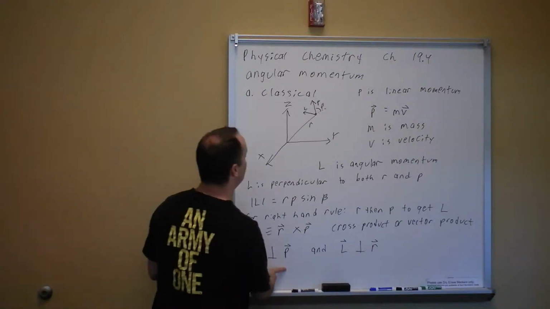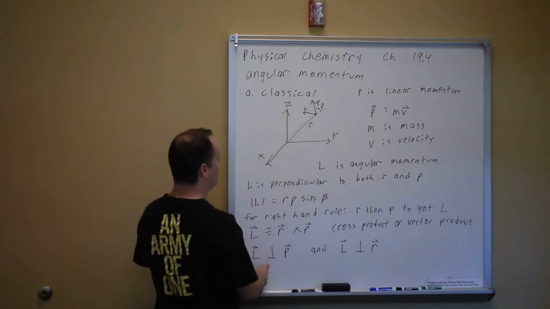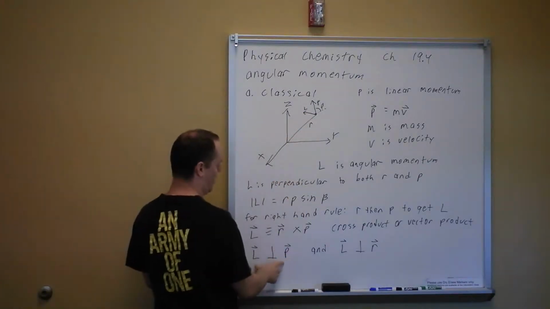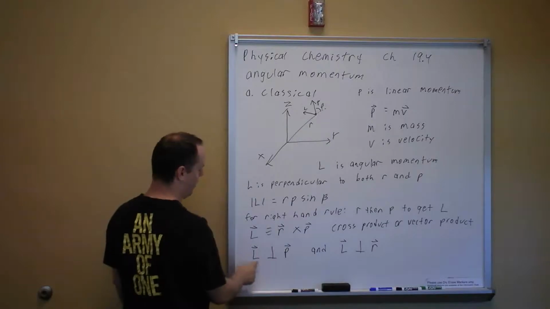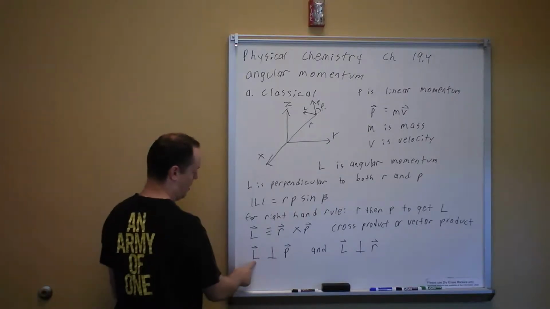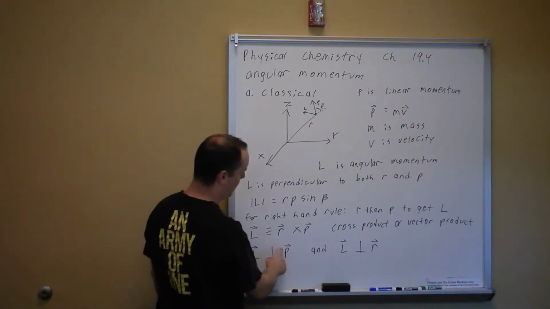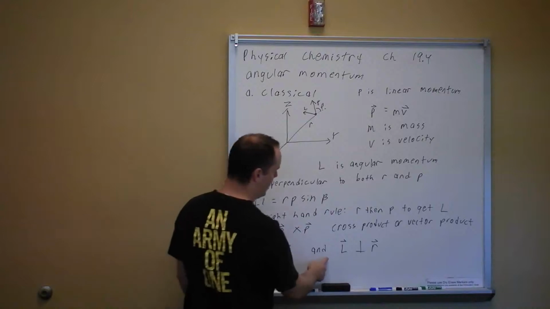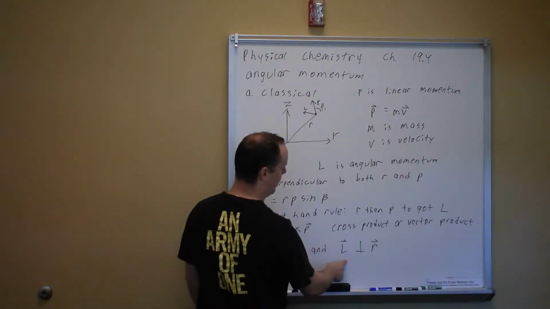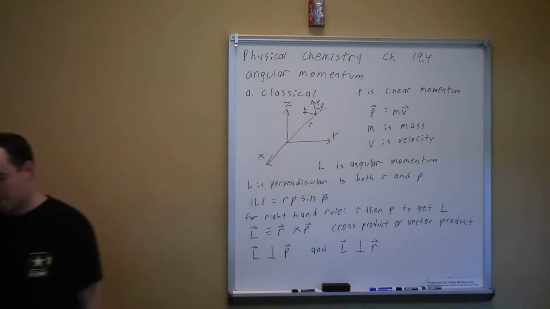So remember what I said before, r and p, they're not necessarily perpendicular. But L, the angular momentum, is perpendicular to both. I already said that, but this is another way of writing the same thing. The vector for the angular momentum is perpendicular to the vector of the linear momentum, and of course the vector for the angular momentum is perpendicular to the vector for the radius.